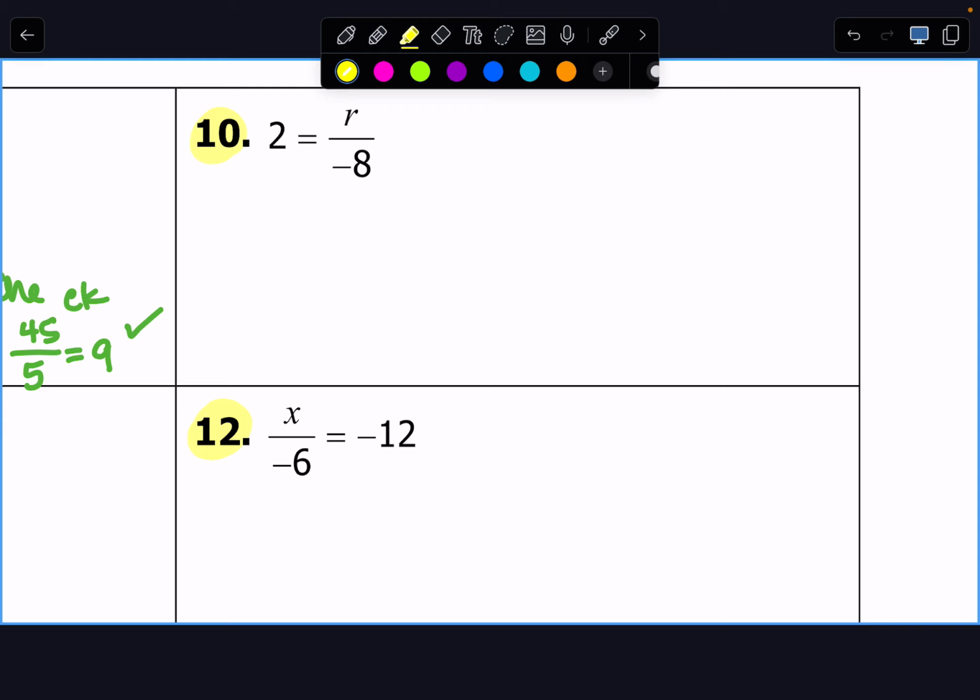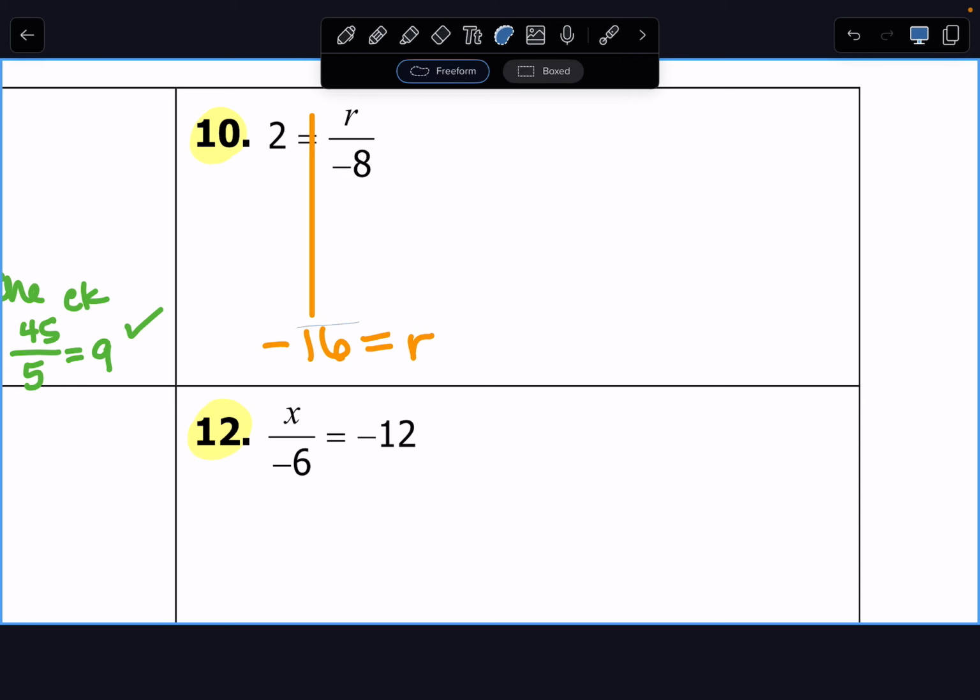All right. Stephen, what'd you get for an answer in number 10? Negative 16 equals R. Thumbs up or thumbs down? Do you agree with negative 16? Okay. Josie, how did you get to negative 16?